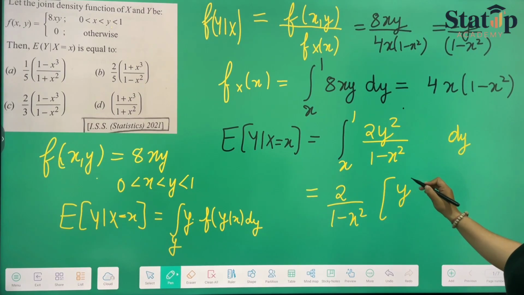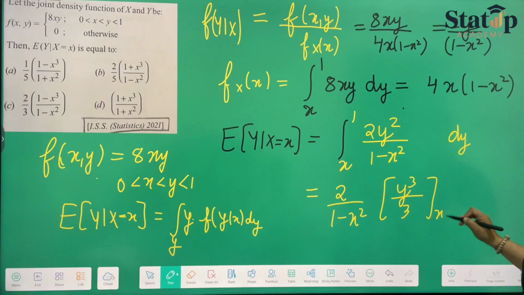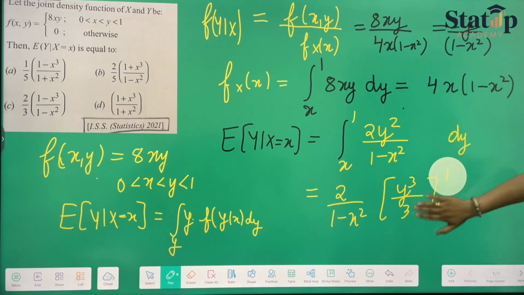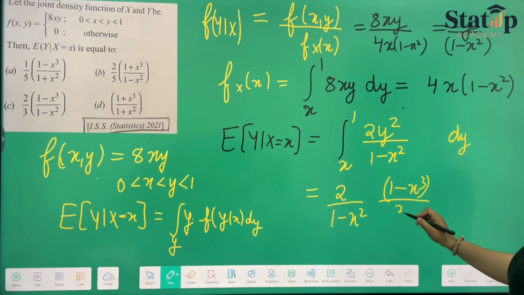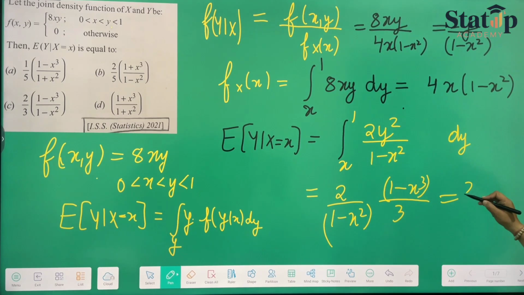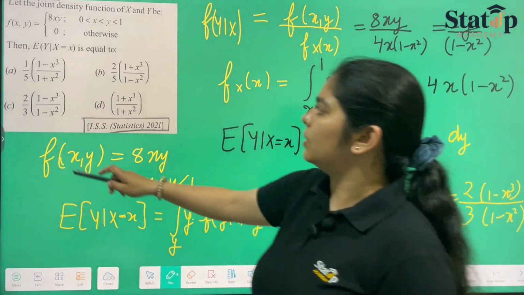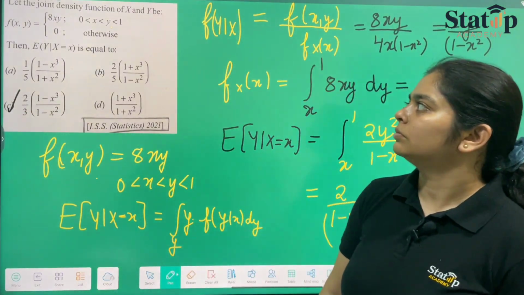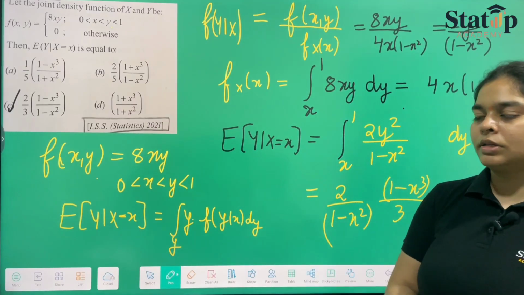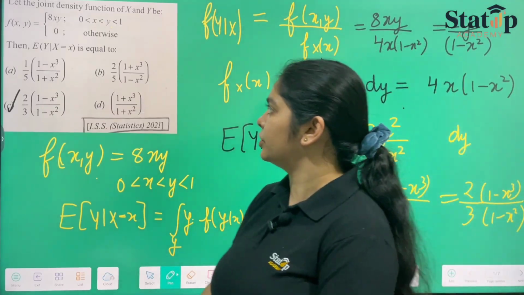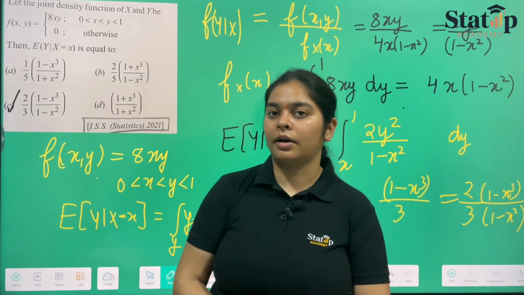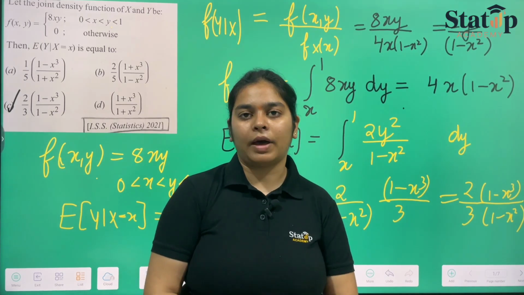Now integration of y square will be y cube by 3, with the limits x and 1. Applying the limits, we keep this as 1 minus x cube upon 3. So our answer will be 2 upon 3, into 1 minus x cube upon 1 minus x square, which matches with our option number C. So this question included both the PDF distribution function terms and also regression terms. So this is the expectation, the regression of y on x.